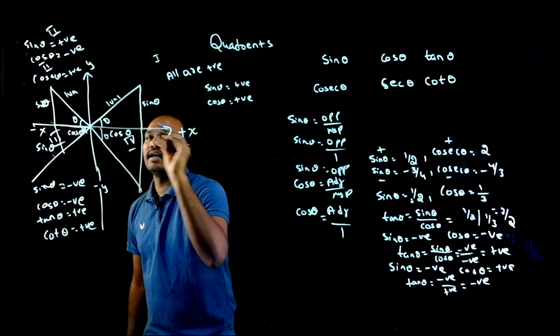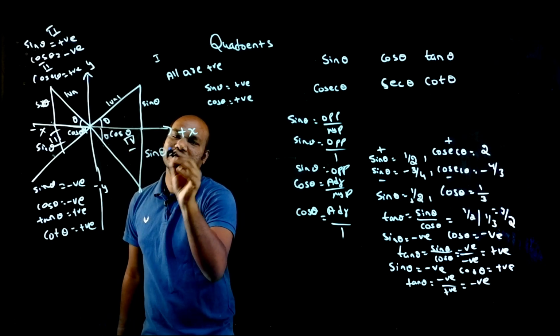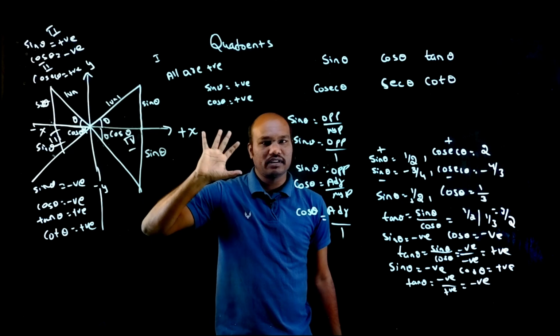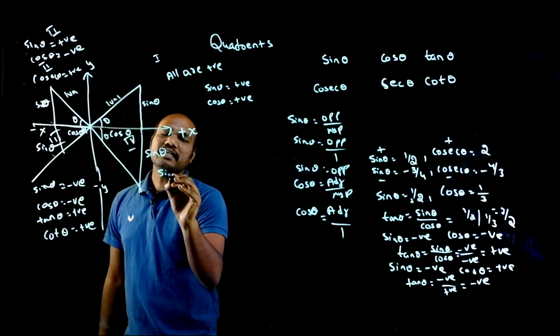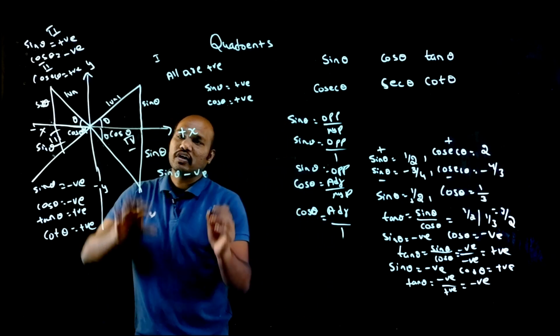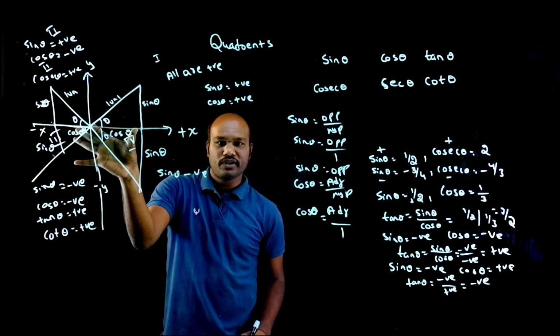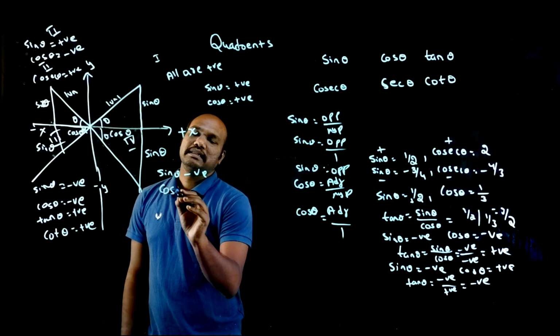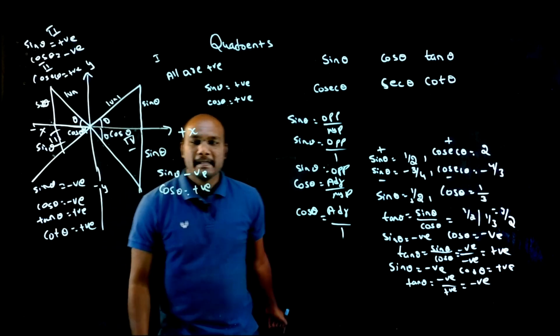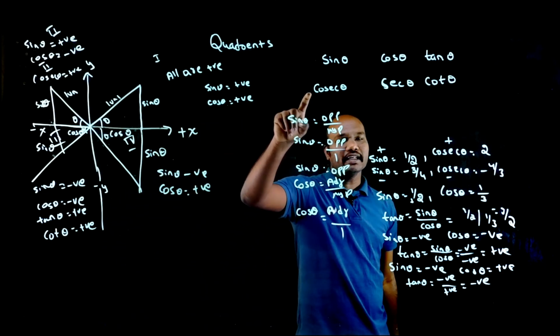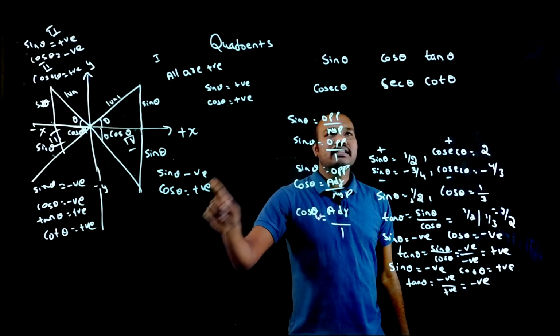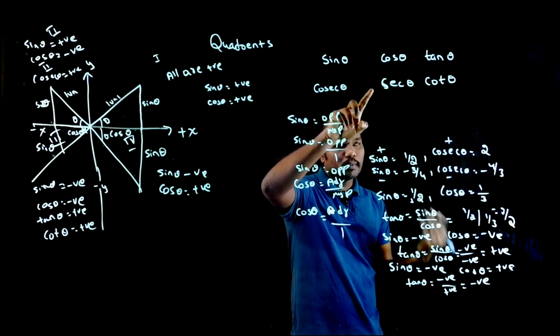Let's go to the fourth quadrant. If this is theta, this will be sin theta. This will be cos theta. Now, what about sin theta? Sin theta is negative because this is the negative y direction. Cos theta is positive. So if sin theta is negative, cosecant theta will be negative. If cos theta is positive, secant theta will also be positive.